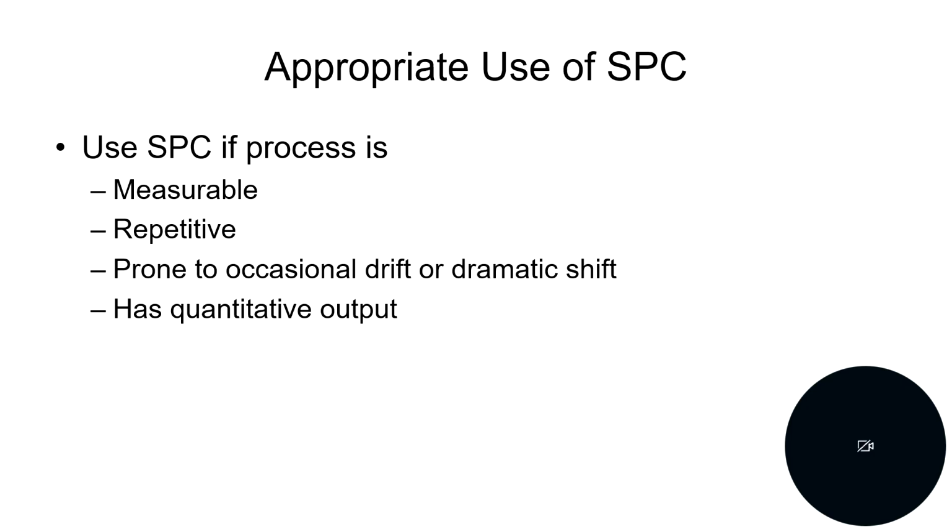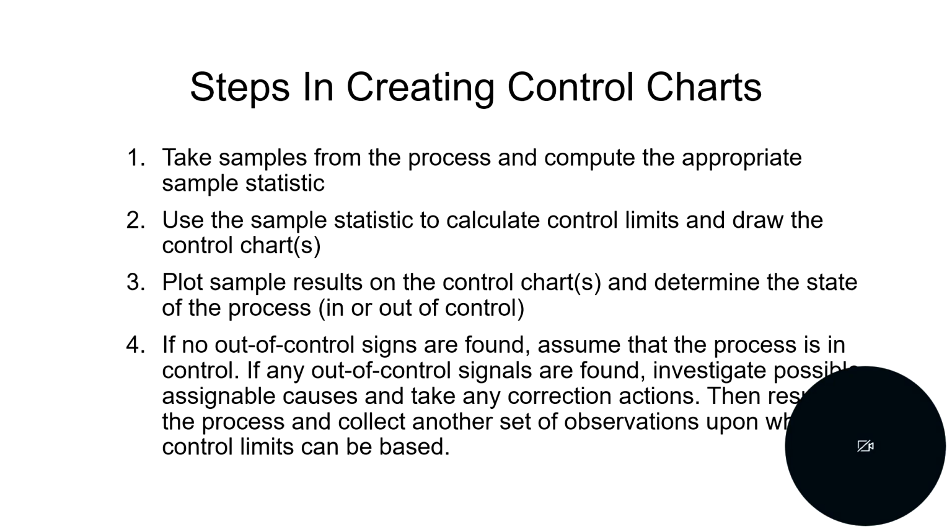Then we can move on to, if it'll let me, the steps in creating control charts. Okay, so the main steps involve sampling the process, calculating and drawing the control limits, and then plotting the sample results. The key is to investigate and correct any points that may fall out of control, outside of those upper and lower limits, before establishing new stable control limits.